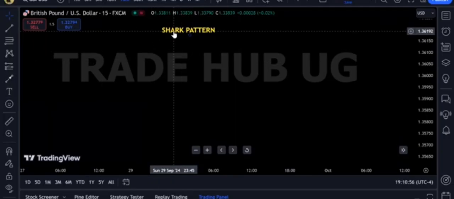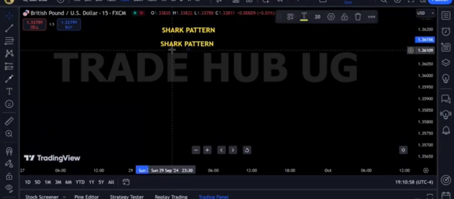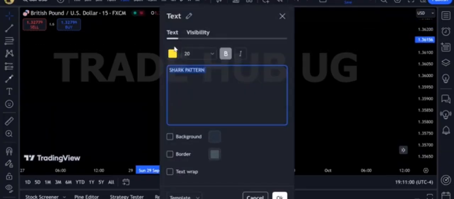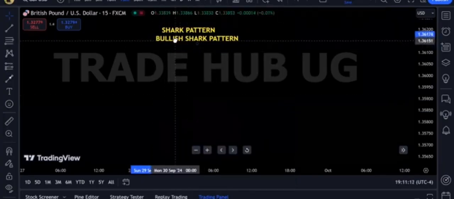Okay? We are using the Fibonacci retracement level. So this is the bullish shark pattern. And your bullish shark pattern.